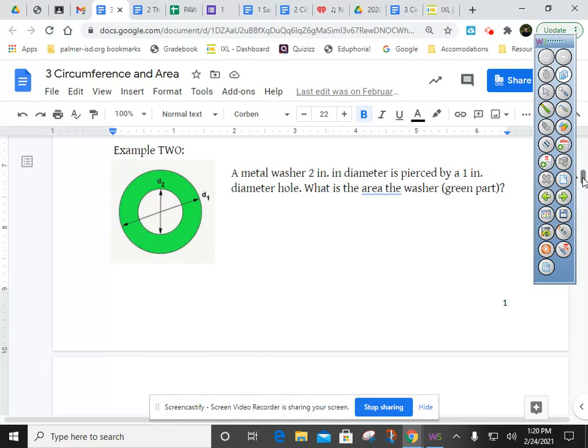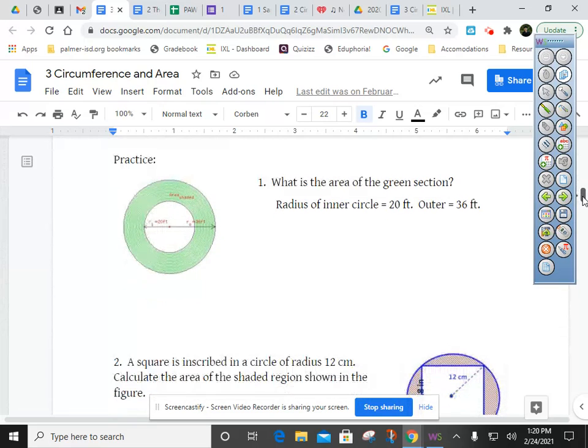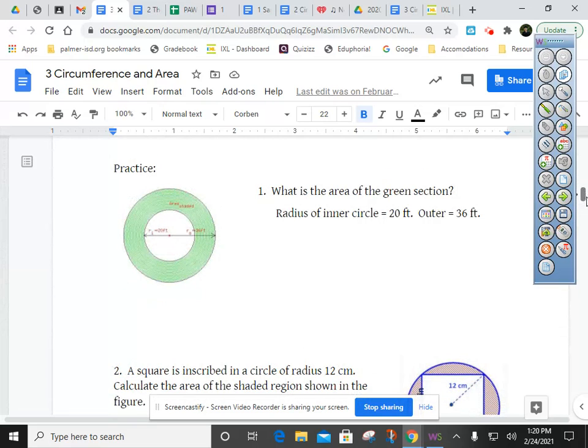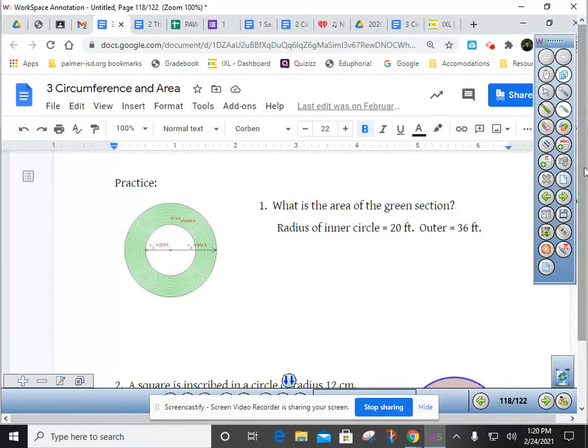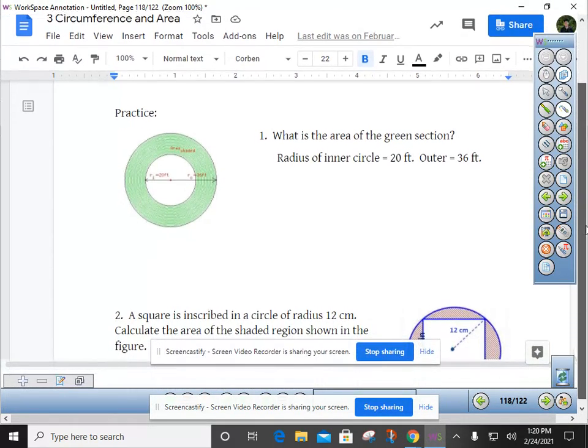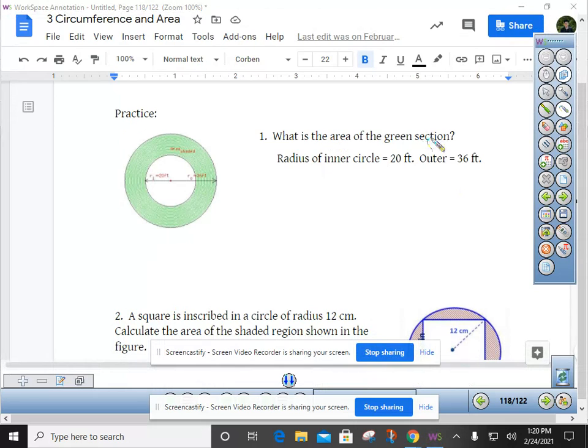We're gonna skip example 2 and go to the practice. What is the area of the green section? We're going to change this here. The inner circle, we're going to make it 2 feet, and the outer, we're going to make it 3.